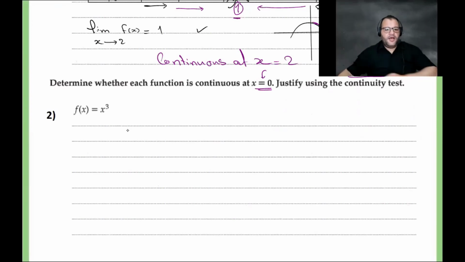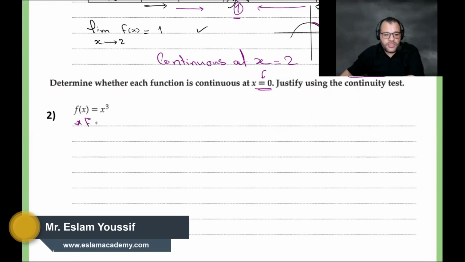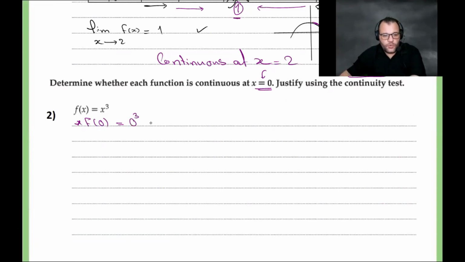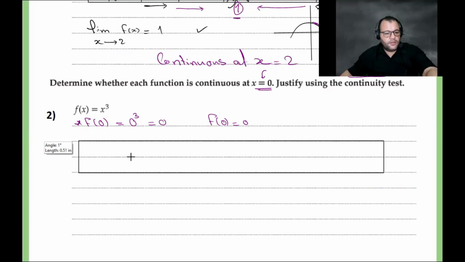How can we solve this one? For f(x) equals x to the power 3, number one, you need to check whether the value of the function exists or not. So the first step, you have to write it this way: f(0) equals 0 to the power 3, which equals 0. It means f(0) is equal to 0. Now we need to complete solving. So that is the table that we will fill, with x and f(x).